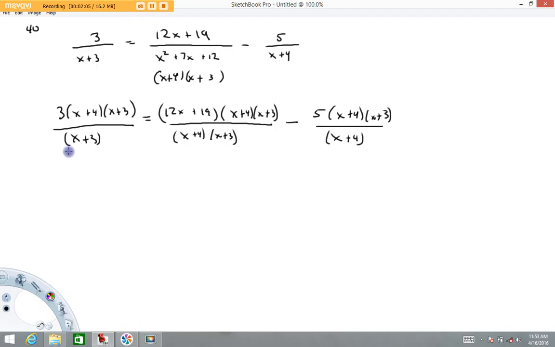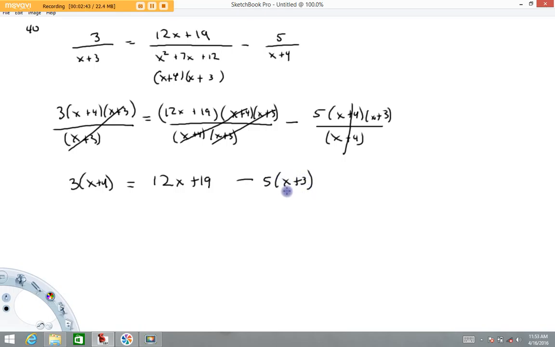Then everywhere we can, we're going to cancel terms. That's going to leave us with just 3 times x plus 4. This guy right here, these are going to cancel. Now it's important to realize it's not the x's that are canceling. X plus 4 added together is a number, and this is the same number, and that's what we're canceling. And then right here, again, it's not the x's, it's the x plus 3 terms that cancel, leaving us with just the 12x plus 19. Over on the right, these terms cancel, leaving us with just the 5 and the x plus 3.